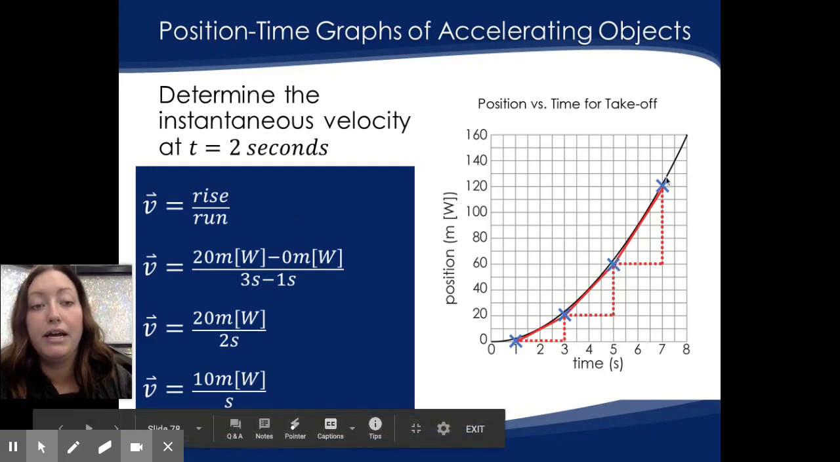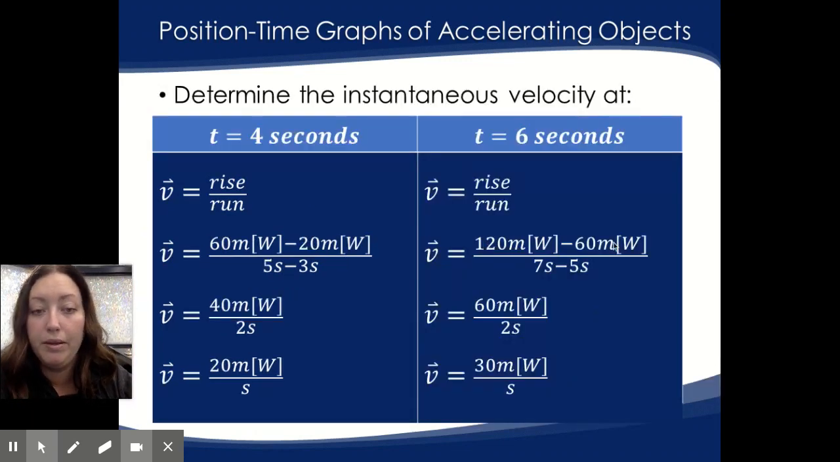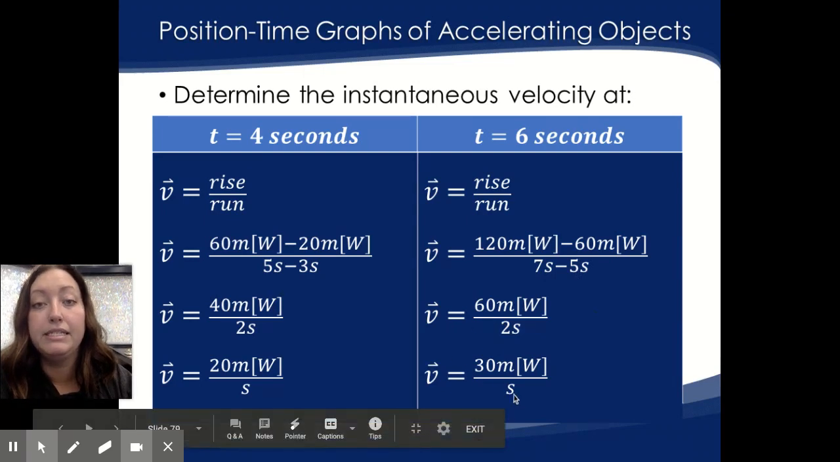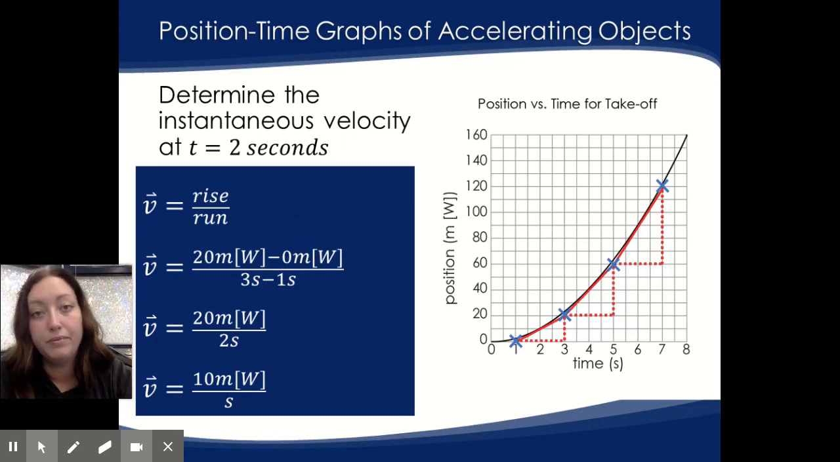So your final position is 120 minus your initial position of 60, over your final time of 7 seconds minus your initial time of 5 seconds. So that's final position minus initial position over final time minus initial time. Now we have an instantaneous velocity at 6 seconds of 30 meters per second west. So you can see how that increased. You had 10 meters per second west, 20 meters per second west, 30 meters per second west. So you're increasing your speed as you move along, so that's your acceleration.